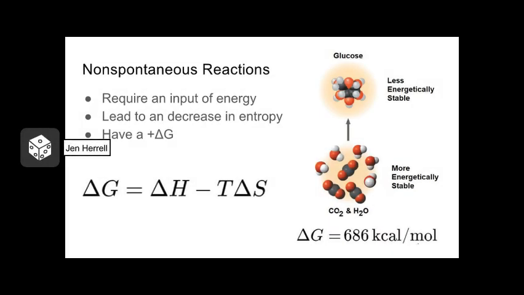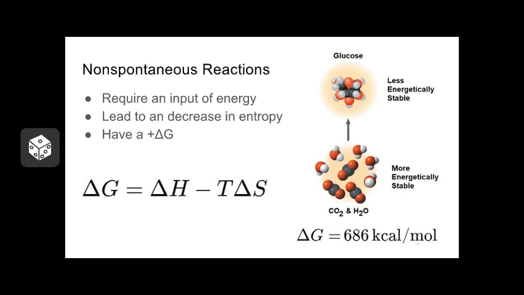Some reactions are non-spontaneous, meaning that they do require an input of energy to proceed from reactants to products. In other words, these reactions absorb energy, and because they absorb energy, they're not going to happen randomly on their own. That's why we refer to them as non-spontaneous reactions. Let's take a look at an example.